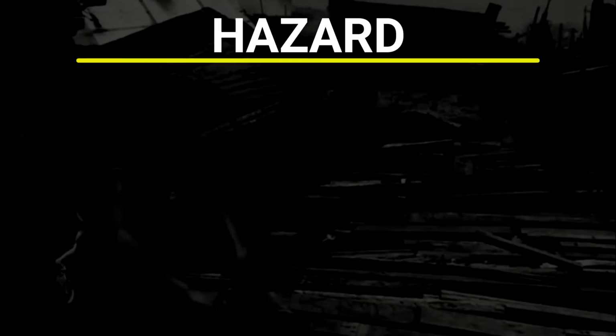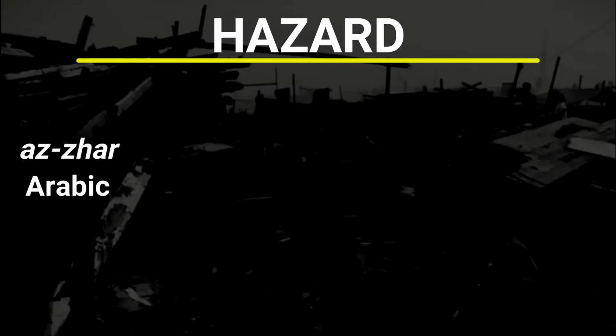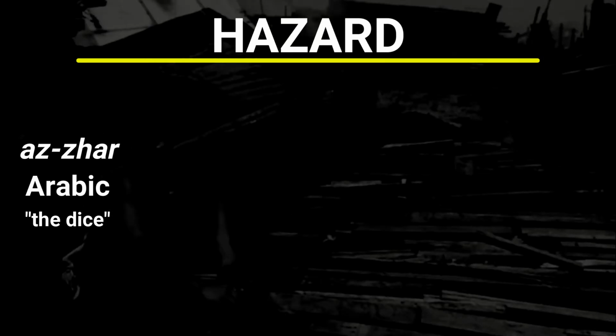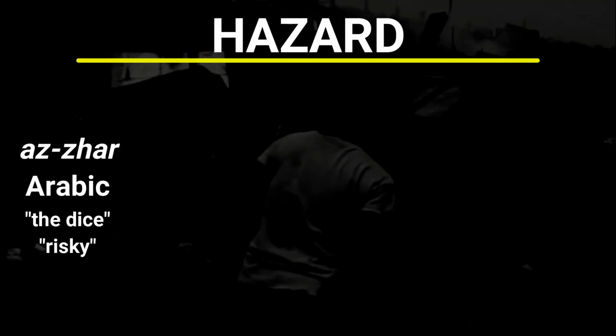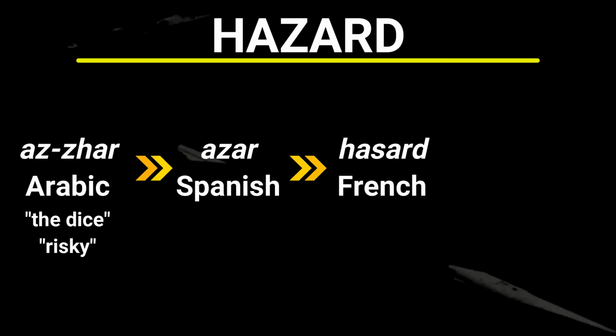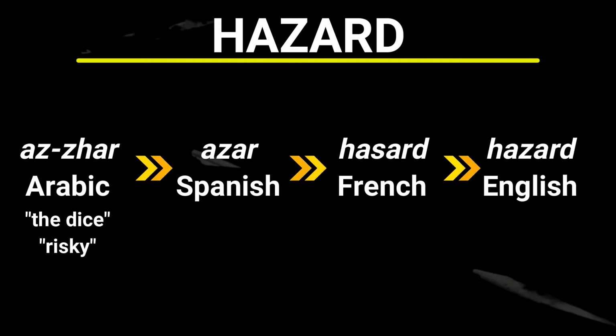Hazard came from the Arabic word azhar, which means the dice. Playing dice became popular during the medieval times wherein gambling and luck was involved, thus considered risky. Azhar became azar in Spanish, which in turn became hazard in French, where the English word hazard came from.